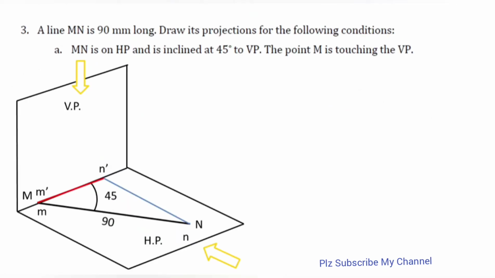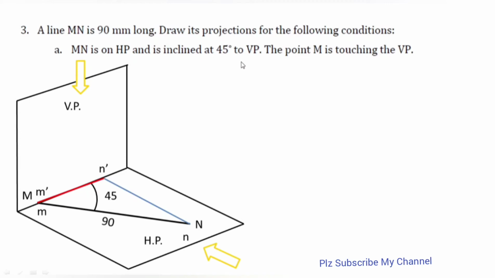Now the problem number 3. A line MN is there. See, a line capital MN is there, having a length of 90 mm, and we need to draw its projection in the given condition. What is the given condition? MN is on HP, or you can say in the HP. Both are the same thing. And it is inclined at 45 degrees to VP.